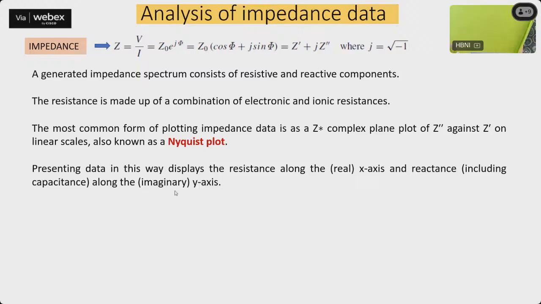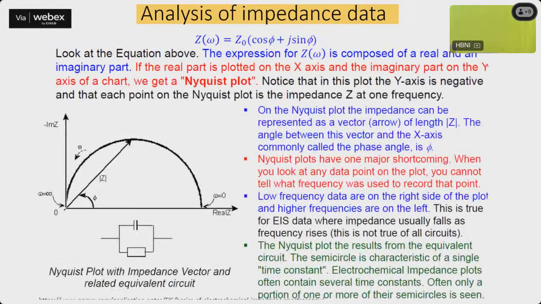And if you present your data in this way, it basically displays the resistance along the real axis or the x-axis, and the reactance including the capacitance along the imaginary or the y-axis. So please remember, what you are doing is displaying the resistance along the real or x-axis and the reactance or capacitance along the imaginary or y-axis. So when you look into this plot, it will get a little bit more clear to you. On your x-axis is the real Z, on the y-axis is the imaginary Z. This is known as Z prime.